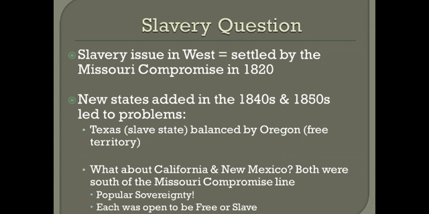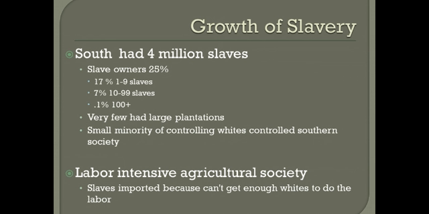But then these other people came up with this idea of popular sovereignty, that the citizens, the residents of those territories, could determine whether or not they were slave or free. So it was an open question. This massively ramped up sectional tensions because now people need to campaign to convince those residents to go slave or to go free.